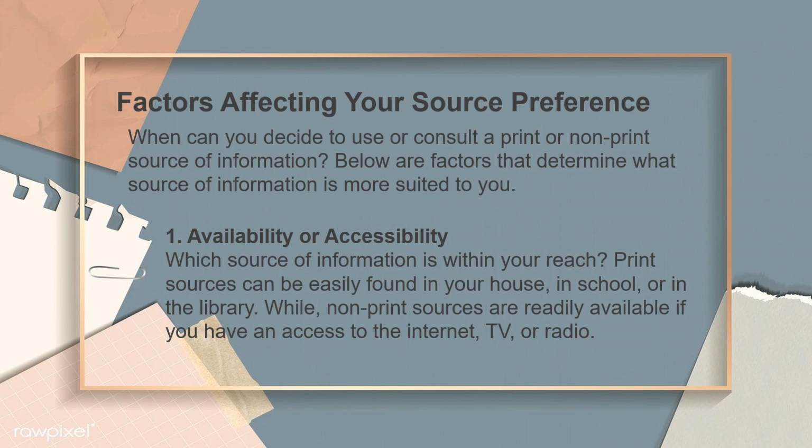Now, factors affecting your source preferences. When you decide to consult print or non-print sources of information, below are factors that determine what sources of information are more suited to you. Number 1, availability or accessibility. Which source of information is within your reach? Print sources can be easily found in your house, in school, or in the library. While non-print sources are readily available, you have to have access to the internet, TV, or radio.